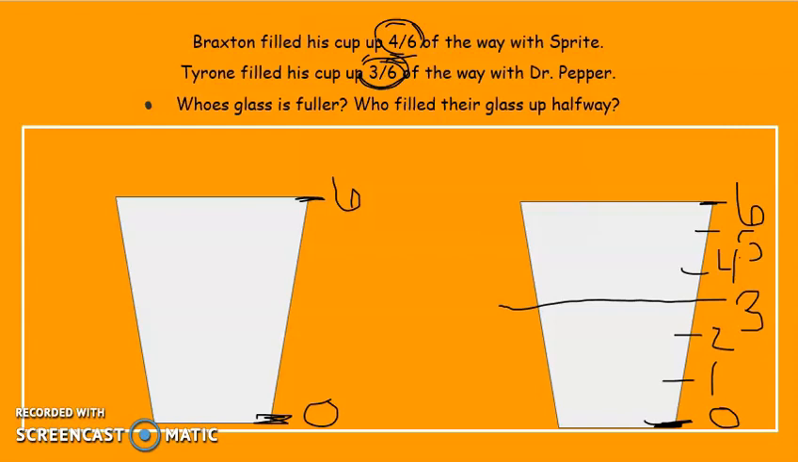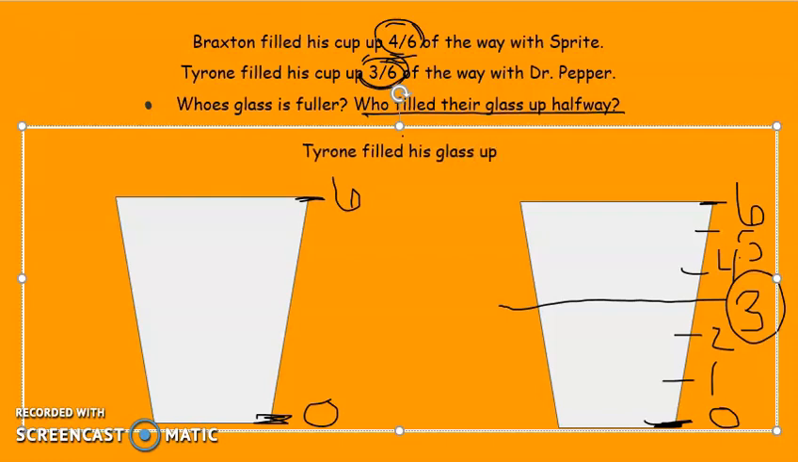And like I said, guys, sorry, my pen is a little weird today. But looking at this, I think we can see who answers our second part of this question. Who filled their glass up halfway? I already told you I know half of 6 is 3. So Tyrone filled his up 3/6. So we don't have to answer our questions in the order they ask them. We can answer them in the order we want. So I'm going to say Tyrone filled his glass up halfway. I know this because 3 is half of 6.